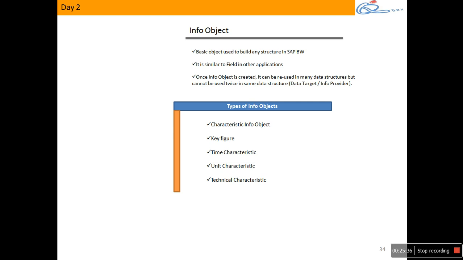And next we have something called time characteristics. So time characteristics nothing but info objects which give you more information about time factor data like date, month, year, quarter, fiscal period, fiscal year. All this is what we call them as time characteristics. So time characteristic is also a characteristic, but a special type of characteristic which gives you time data, like date, month, year, week.